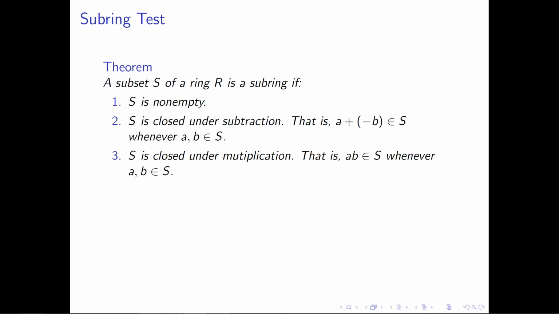And then the last thing that you need to check is that S is closed under multiplication. So what this would amount to is you pick 2 elements, A and B, that happen to belong to S, assume that both of them belong to S, and show that their product also belongs to S.